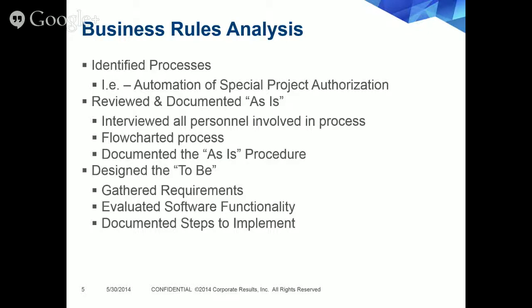So once we took into consideration all of the parties involved and how each party was approving the document, and how they were approving it, and if it could be done within Costpoint, we mapped that out within Costpoint. So we evaluated the software functionality, and then we documented the steps to implement. So once we did all that, we basically migrated this process from a paper process, and we incorporated the workflow capability within Costpoint to have this done through Costpoint with the proper approvals.